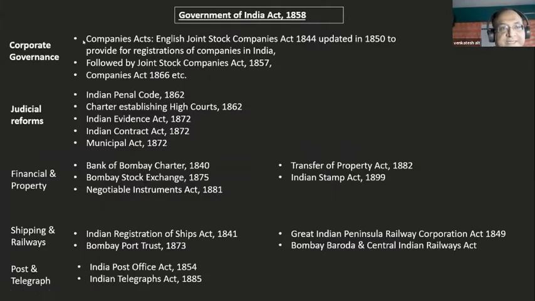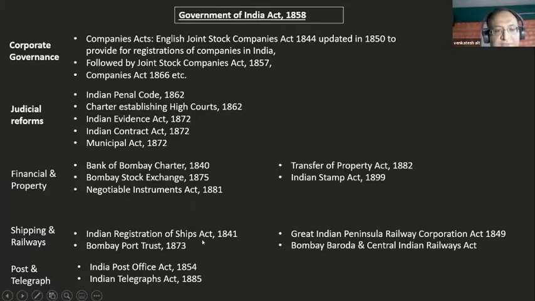What was happening in India at that point in time, and what was happening in Britain that directly influences the Indian economic and legal framework. There is corporate governance, the Companies Act, which allows a variety of joint stock companies registered in India or in the UK to operate here. Then we have the Penal Code, the Charter establishing high courts, Evidence Act, Contract Act, Municipal Act, judicial reforms. If you have to take one bucket, we have financial and property, which is Bank of Bombay Charter, 1840, Bombay Stock Exchange in 1875, Negotiable Instruments Act, and so on.